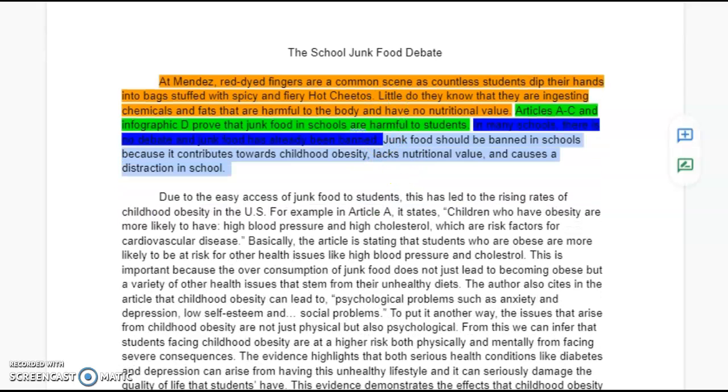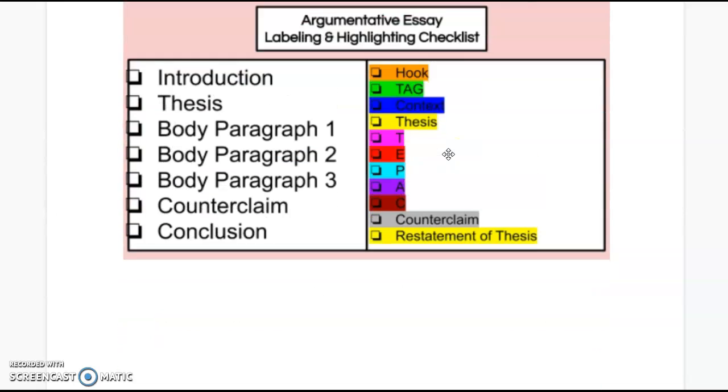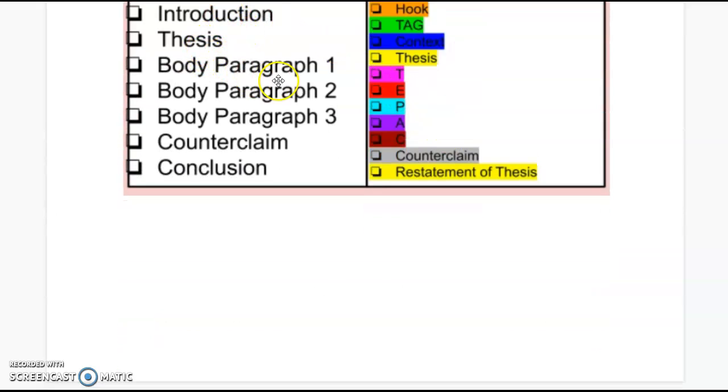There you go. As a reminder, for those of you that have forgotten, a thesis has a main side. You pick a side: should be banned or should not be banned in schools. And then you have 3 reasons: contributes to childhood obesity, lacks nutritional value, and causes a distraction in school. Bam. We have our 3 reasons. So that's our introduction and our thesis.